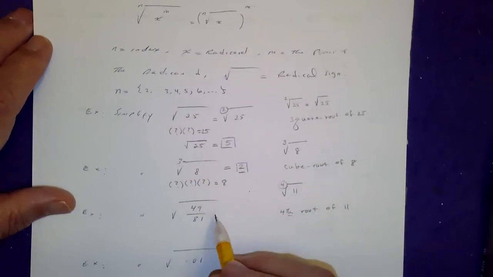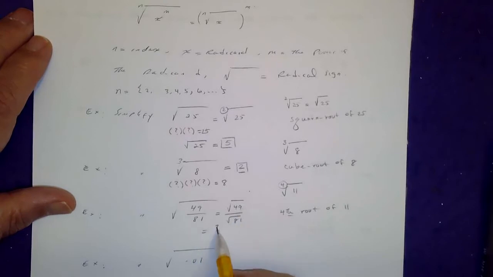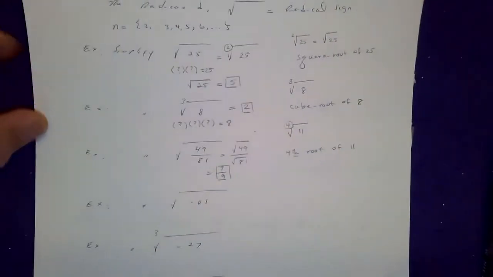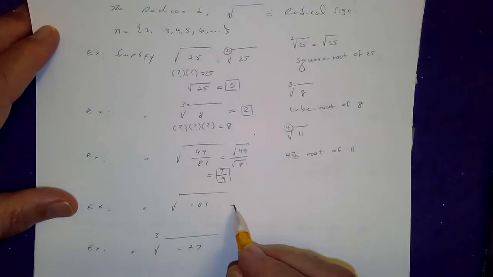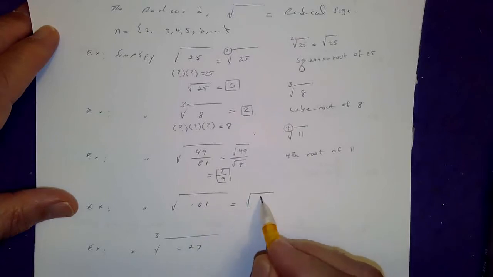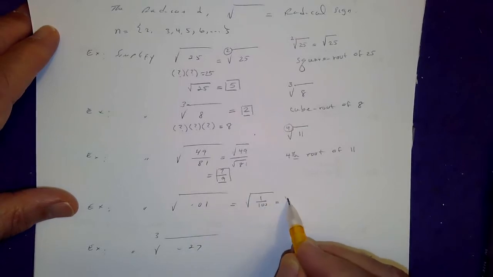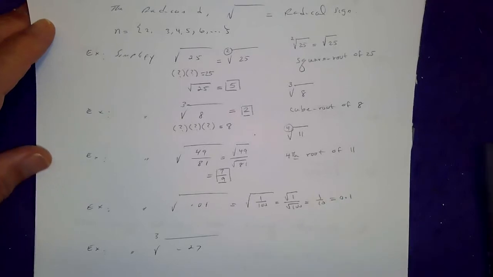Sometimes you have a fraction under the radical. You can split this and write it as a ratio of 2 radicals. Square root of 49 is 7. The square root of 81 is 9. So sometimes you get a fraction. Sometimes the number under the radical is a decimal. How do you read this? You read this as 100ths. That's like 1 over 100, which is the same as the square root of 1 over the square root of 100. So the answer is 1 over 10, which is 0.1.